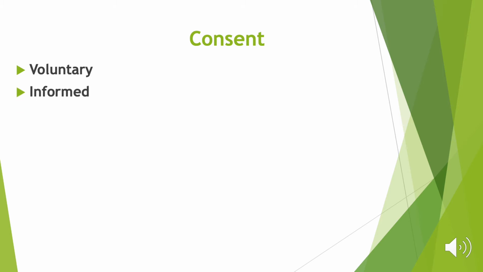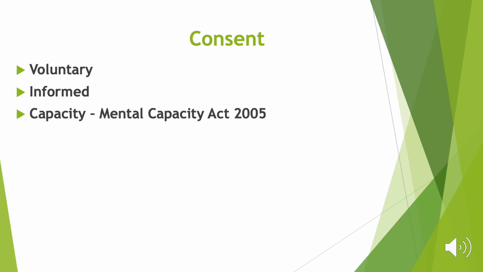It must be informed, which means that all of the relevant information should be given to the patient, which includes the benefits and risks, any reasonable alternative treatments, and the consequences that can happen just in case the treatment does not go ahead. And lastly, the person should have the capacity, which means that they understand the information given to them, they are able to retain that information, and they are able to use that information to communicate the decision that they are going to make.